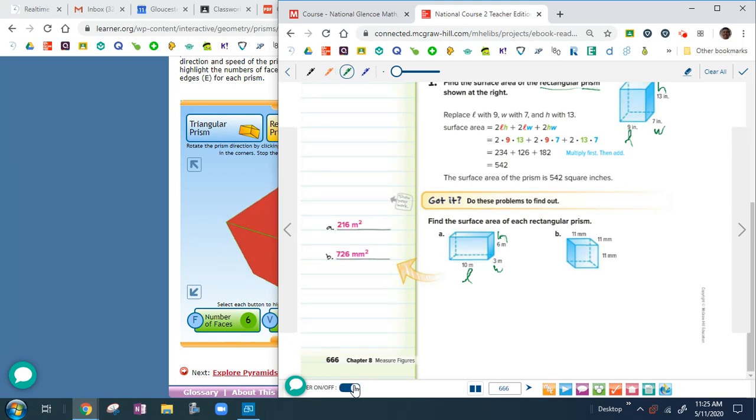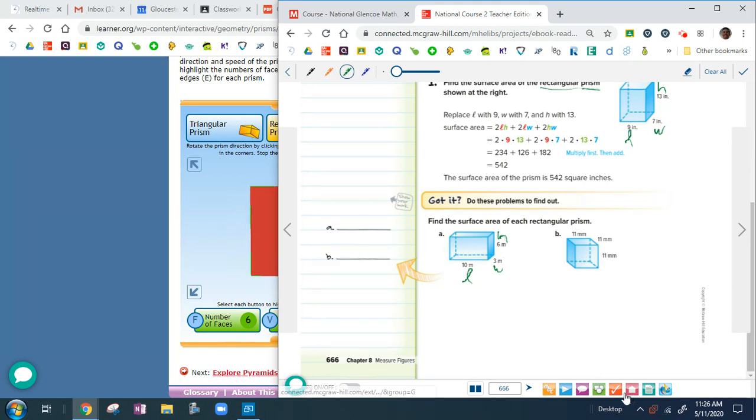All right, so the answers are 216 meters squared and 729 millimeters squared. Why is it squared in this case? It's because we're doing area, which is a two-dimensional measurement. It's just measuring on a flat surface how many squares of a certain unit could fit there. So if it says area, it's going to be square units.